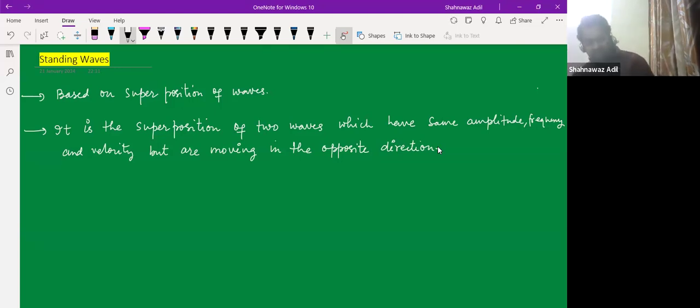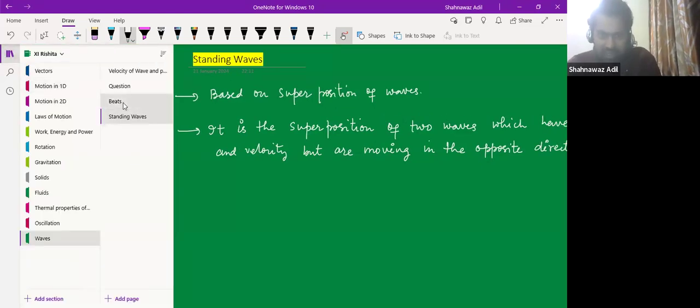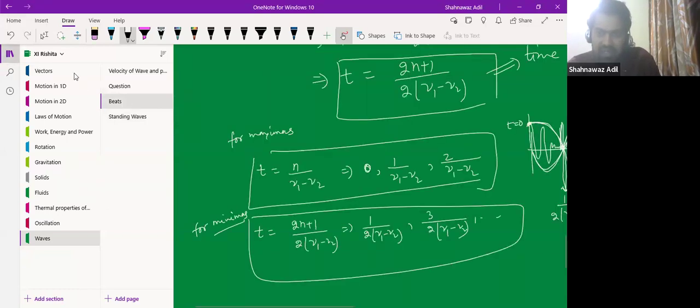So they have said, in the beats, their frequencies were different, right? But what was the direction of those two sound waves in beats? Positive. The direction was the same, right? Positive or negative, whenever they are moving in the same direction. So in that case, the waves had the same direction.